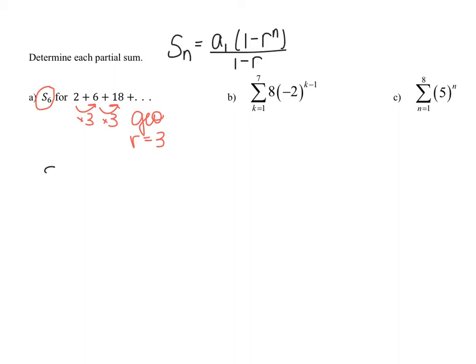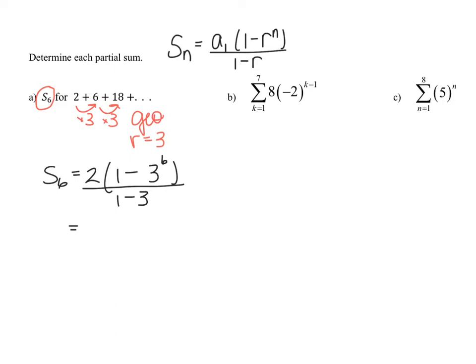So in this case, if we're looking for S sub 6, we want to add the first 6 terms. The first term is 2, times the quantity 1 minus r, which is 3. We'll raise that to the 6th power, since we're looking for n equal to 6, all divided by 1 minus 3. And at this point, you're welcome to grab your graphing calculator and enter this expression in. Just be very careful with parentheses.